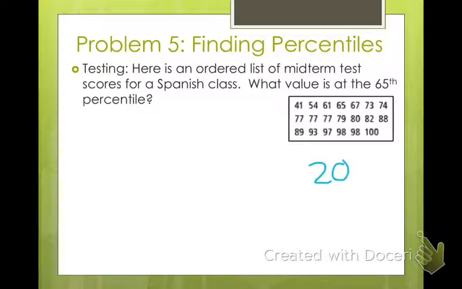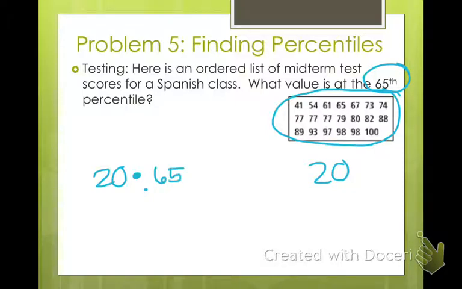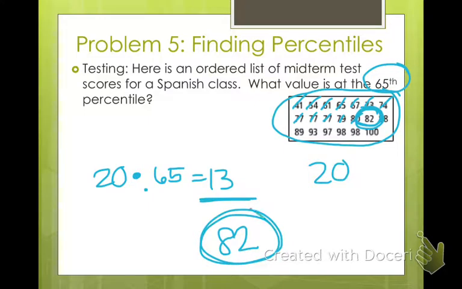Okay, but I counted, and there are 20 students who took the test. So what we're going to do is we're going to take the total number, 20, and multiply it times our percentage. We want the 65th percentile, so we multiply by 0.65. 20 times 0.65 is 13. So what we're looking for is to find out what is the 13th test score. So I just go through and count 1, 2, 3, 4, 5, 6, 7, 8, 9, 10, 11, 12, 13. Okay, so my answer is 82. So the score of 82 would be in the 65th percentile. And then as percentiles get bigger, you're going to go higher up the list.